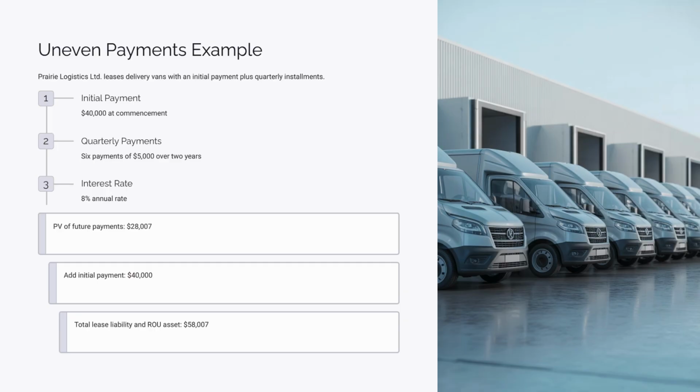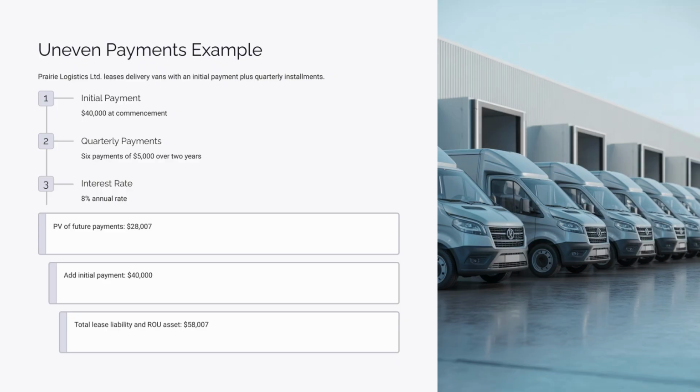Here's a quick variation. Suppose Prairie Logistics leases delivery vans, an initial payment of $40,000 plus 6 quarterly payments of $5,000 over 2 years with an 8% annual rate. The PV of those future payments is $28,007. Add the initial payment and the total lease liability and ROU asset are $58,007.